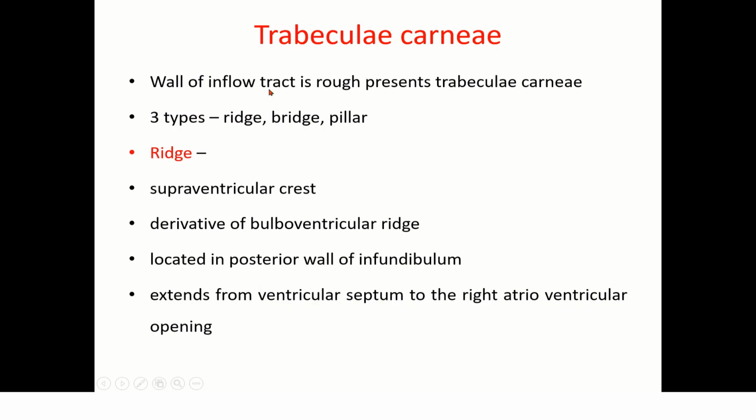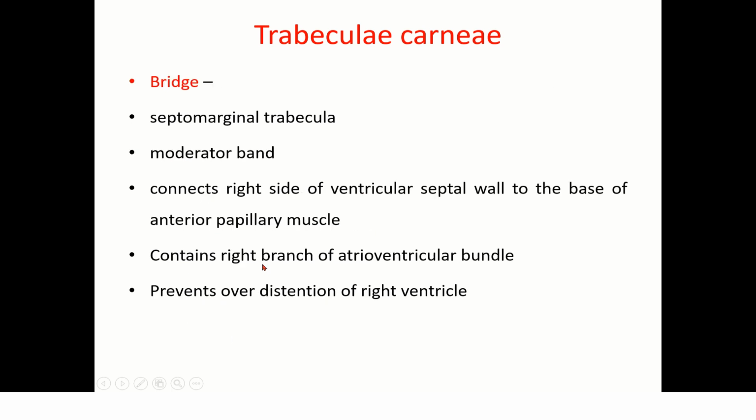The rough impressions within the walls of the ventricle of the inflow tract are called trabeculae carneae. They are present in three types: ridge, bridge, and pillar. The ridge in the right ventricle is the supraventricular crest, which is a derivative of the bulboventricular ridge. It is located in the posterior wall of the infundibulum and extends from the ventricular septum to the right atrioventricular opening. So this separates the inflow and outflow tracts.